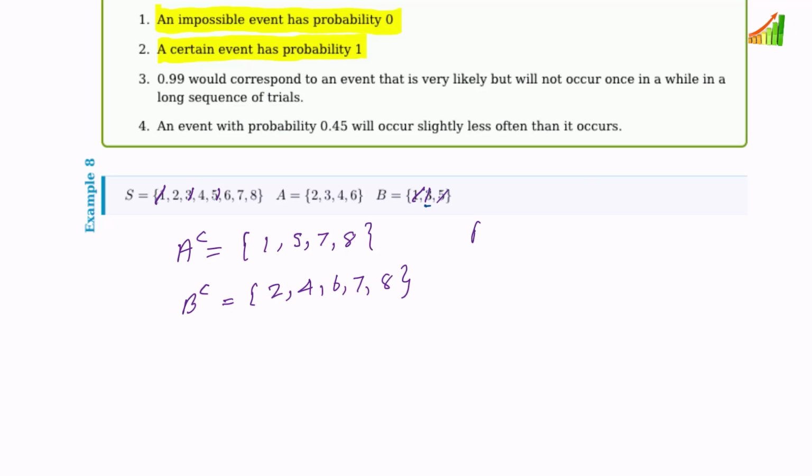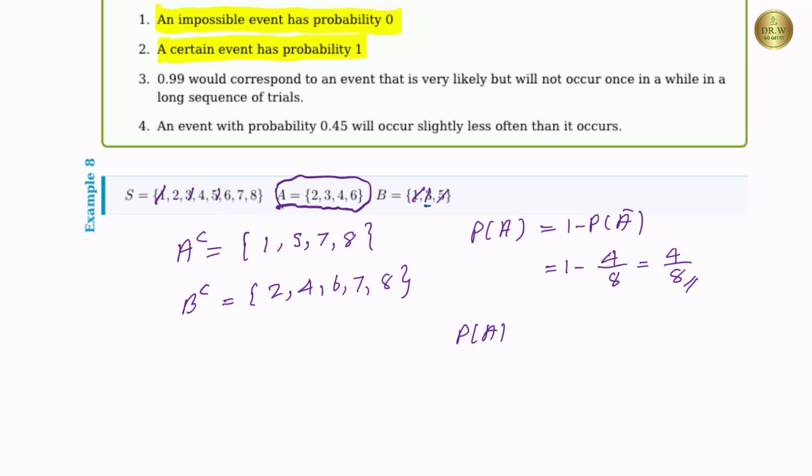Let me write down probability of A equals 1 minus probability of A complement. 1 minus, what is the probability of A complement? There are 4 elements in A complement. Total is 8. So this is 4 over 8. Let me check probability of A directly. Yes, you see here A has 4 elements, therefore 4 over 8. You see both are the same.